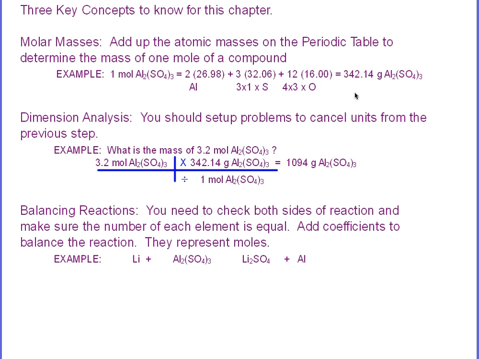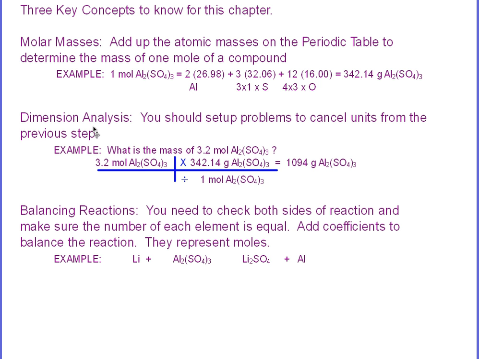Now that mass is only true for 1 mole of aluminum sulfate. If we change the number of moles, we would change this mass. Or if we change the compound, we would have to change this mass. So every time you calculate a molar mass, you need to pull the element's mass right off the periodic table. So it's very specific to just that compound.